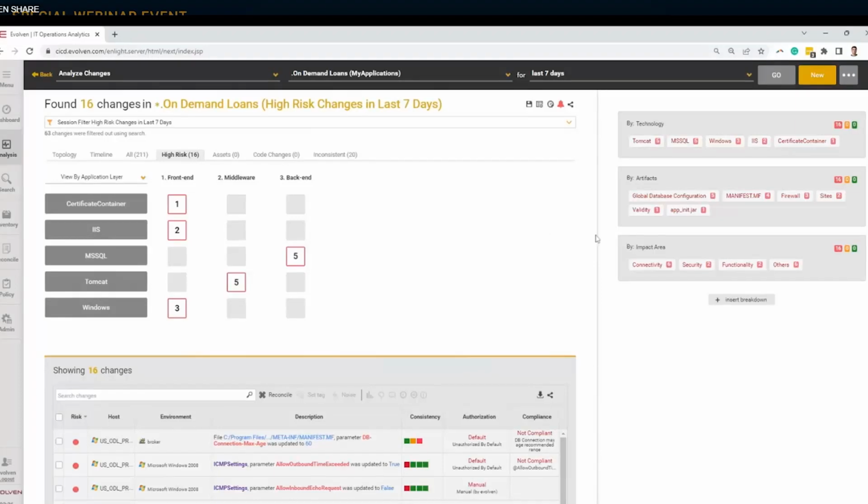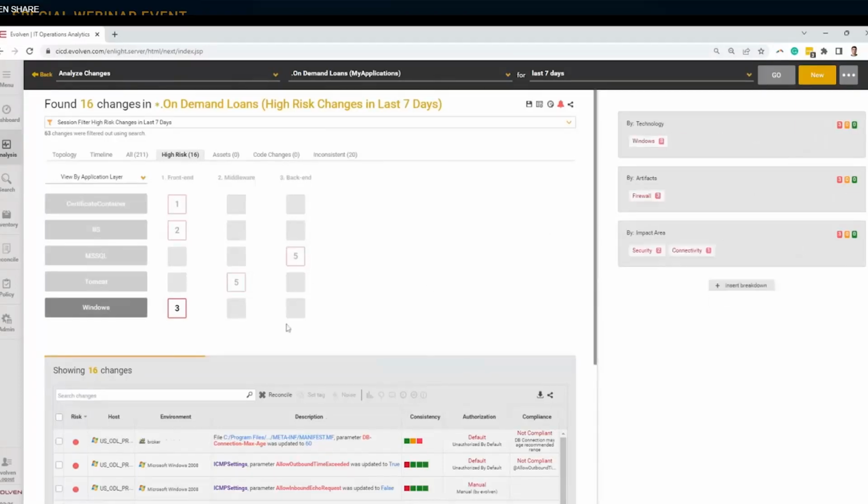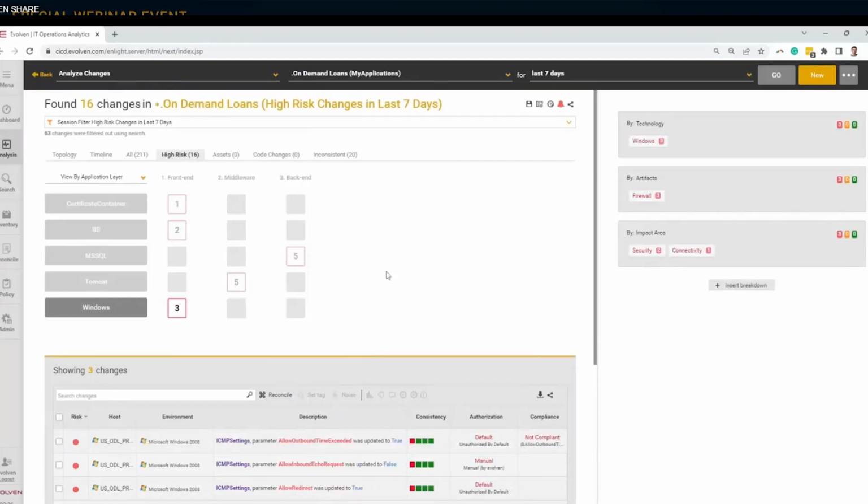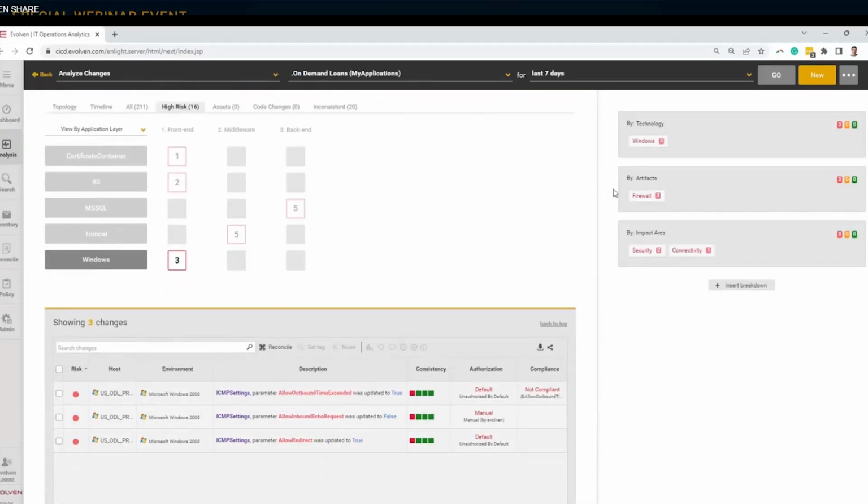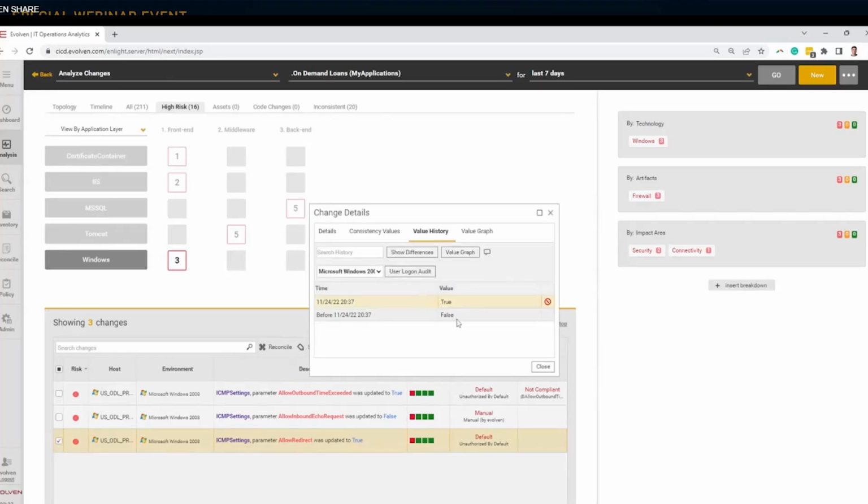But there are not so many changes, so I want to see why I have risky changes in Windows. And what I see here is that the Windows firewall configuration was changed. And we can see the details. Remember, I talked about the granularity of the data. We can see specific parameters that were updated. And we can see that, for example, in the last change, the parameter allow redirect was updated to true. What was the previous value? It was false. It happened on the 24th of November.